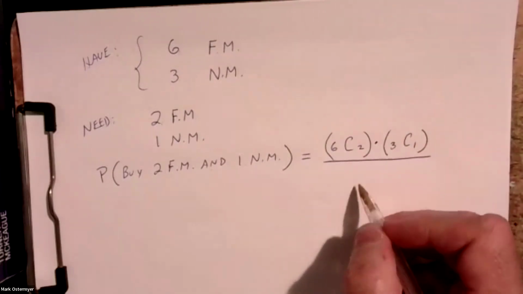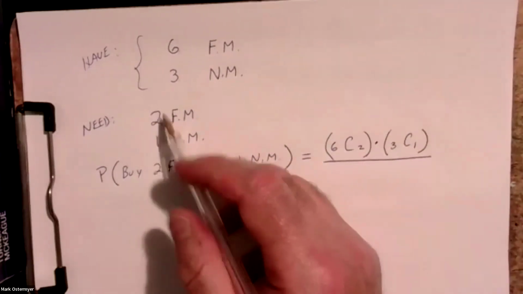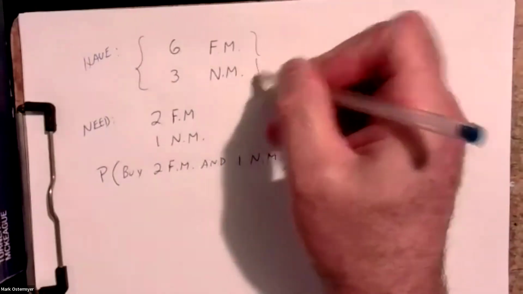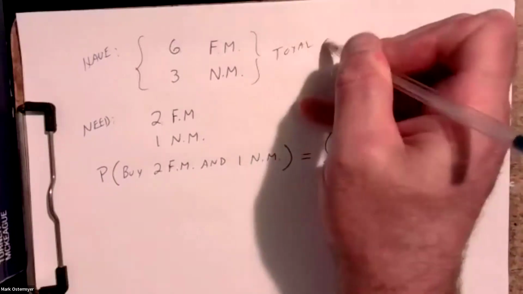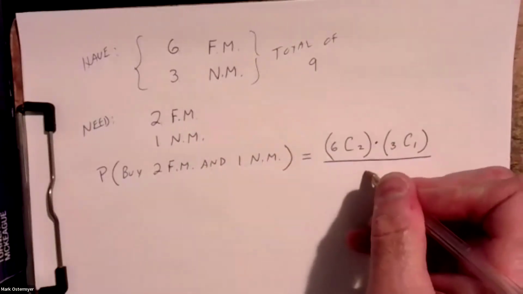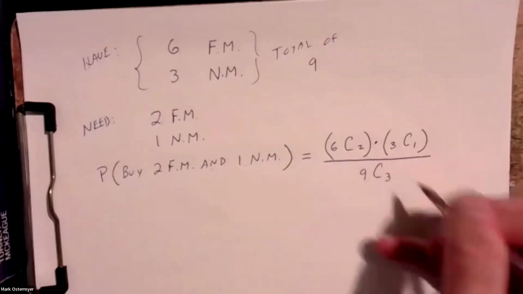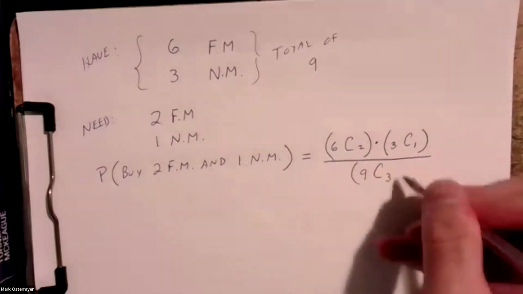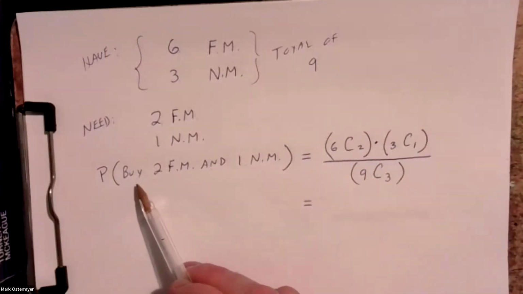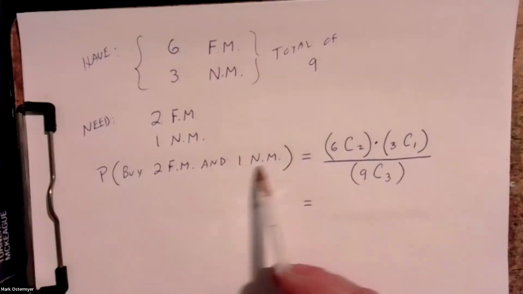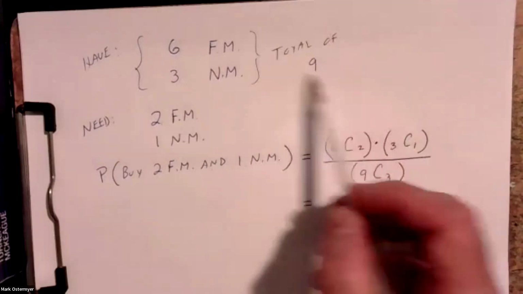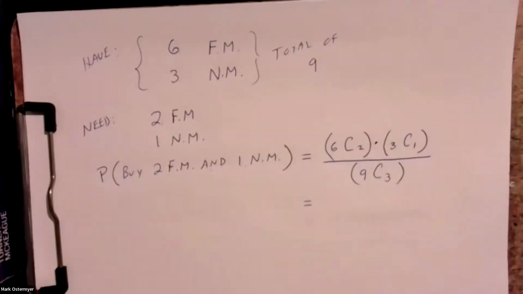Divided by how many total ways can I select 3 magazines from a total of 9 magazines? I've got a total of 9, and I'm going to buy 3 of them. That would be 9 in combination with 3. Okay, get on your calculator and dial this up, ladies and gentlemen. That's going to be your answer. That's the probability that this person will buy 2 fitness magazines and 1 news magazine if they randomly buy 3 magazines from the 9 total magazines available.